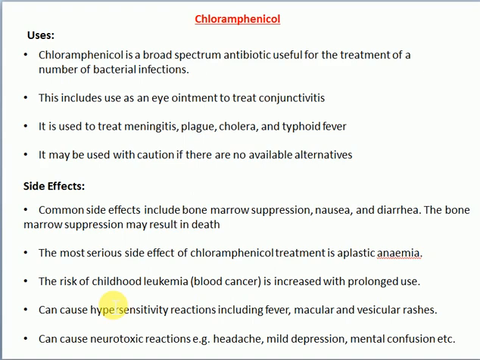If it is used against children, it can cause leukemia, such as blood cancer, if it is used for a prolonged time. And also it can induce hypersensitive reactions, including fever, macular and vesicular rashes. It is also neurotoxic. It can cause headache, mild depression, and mental confusion.